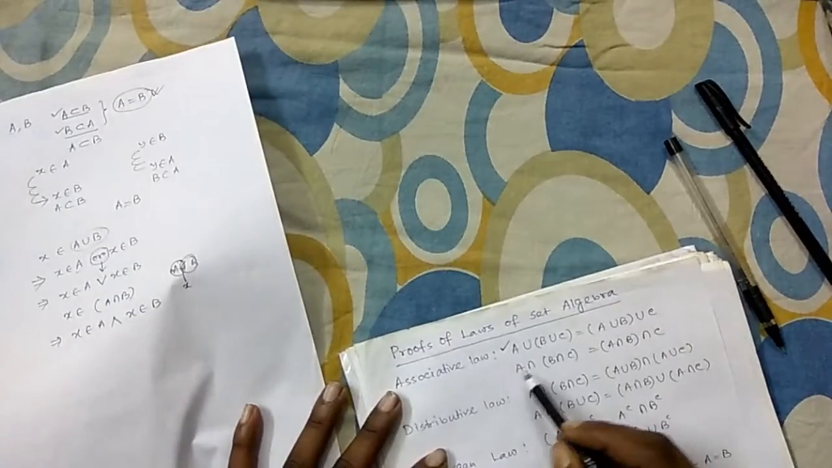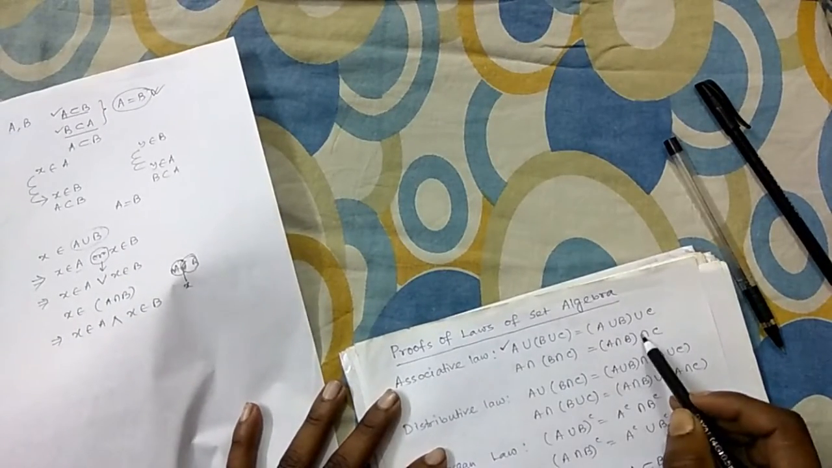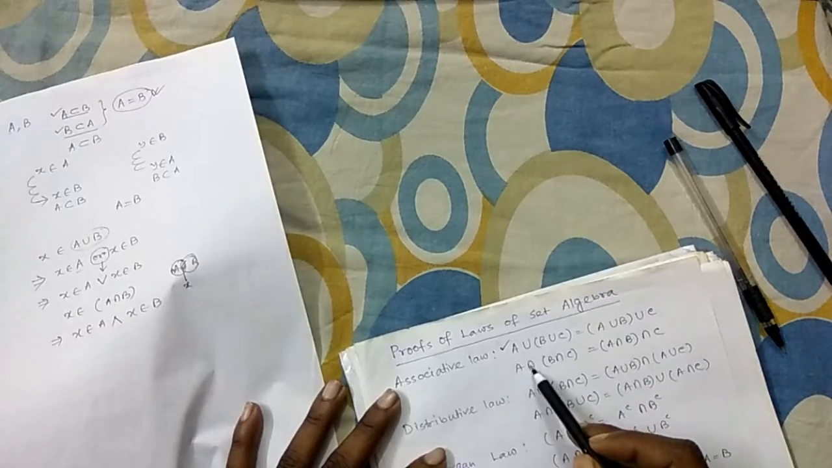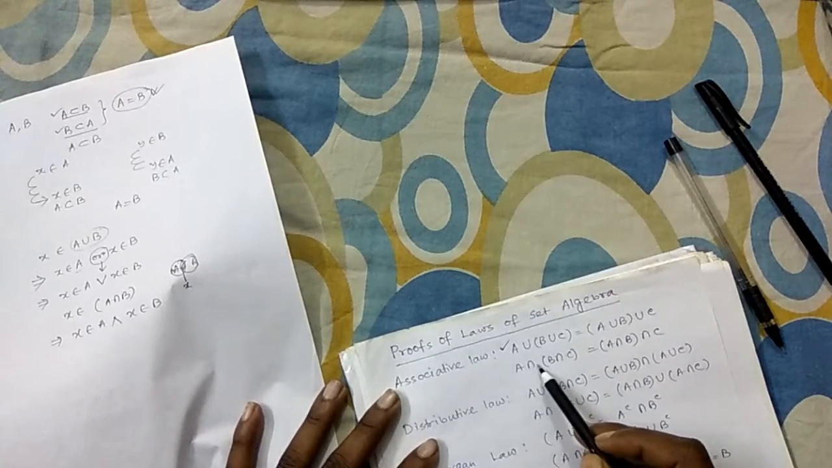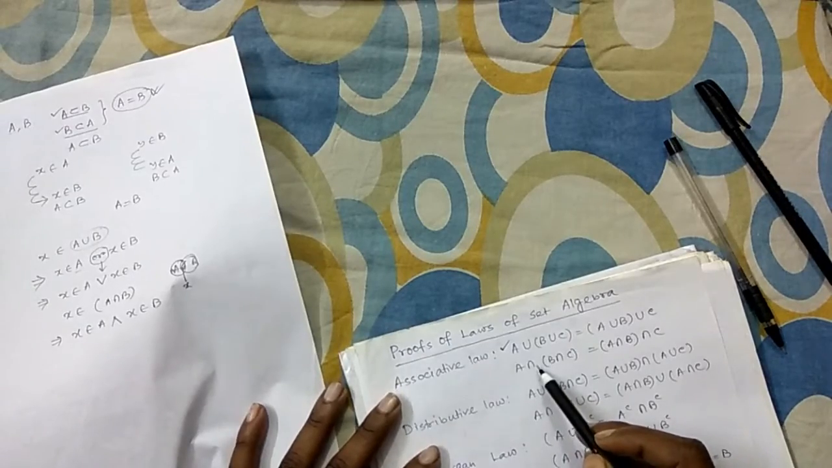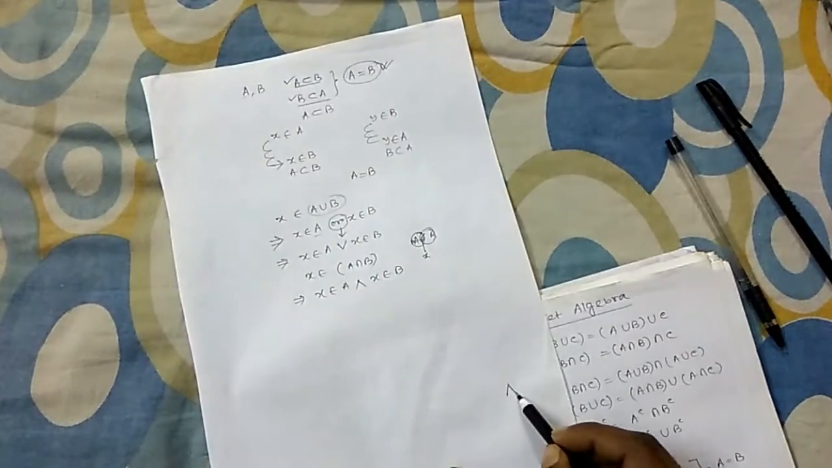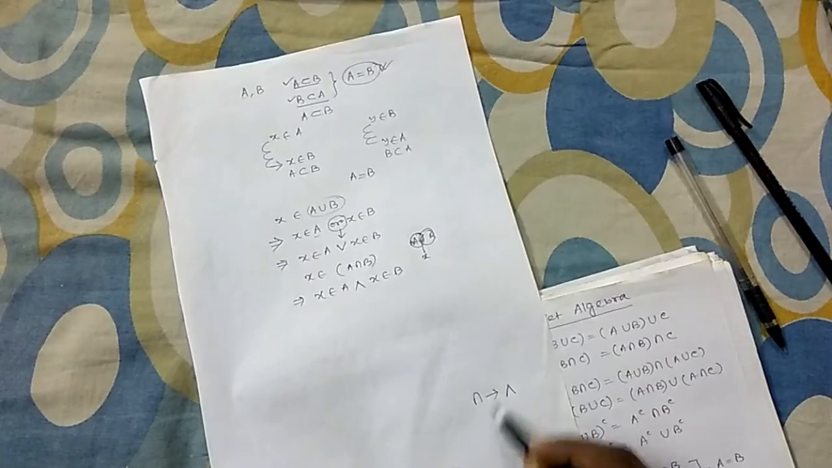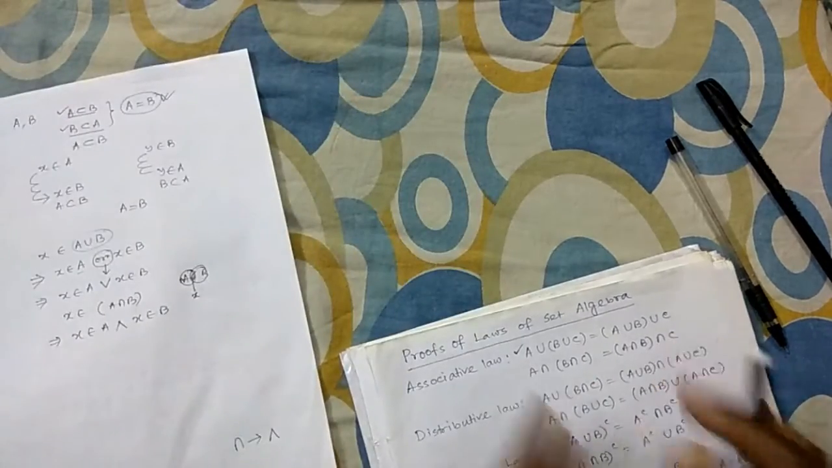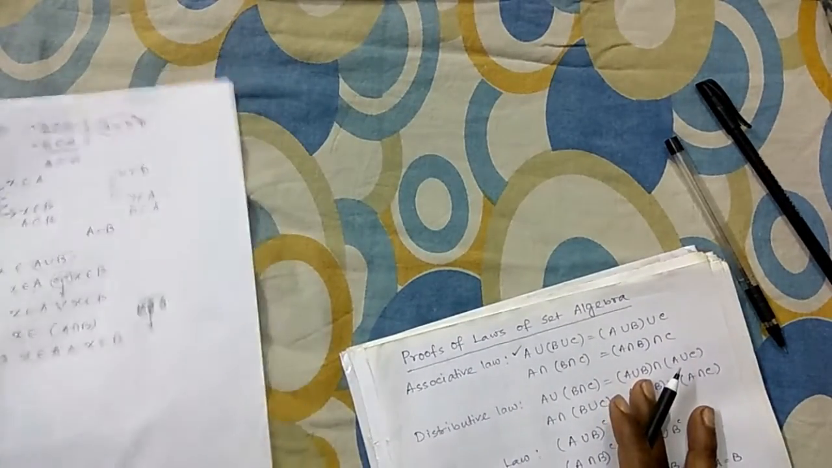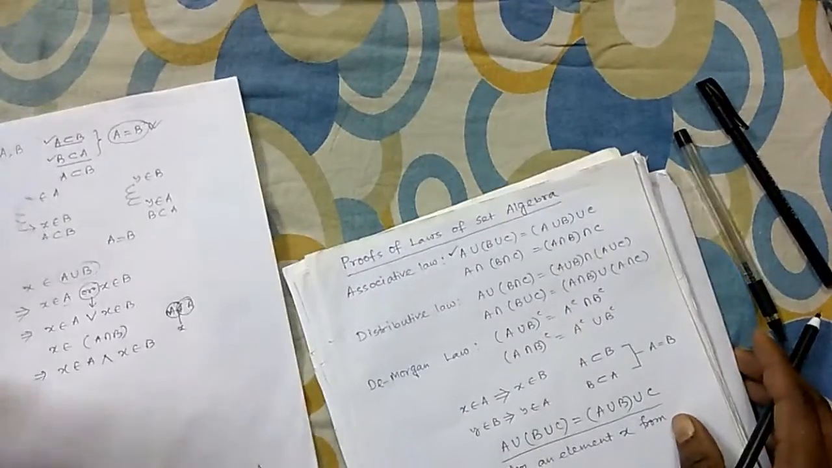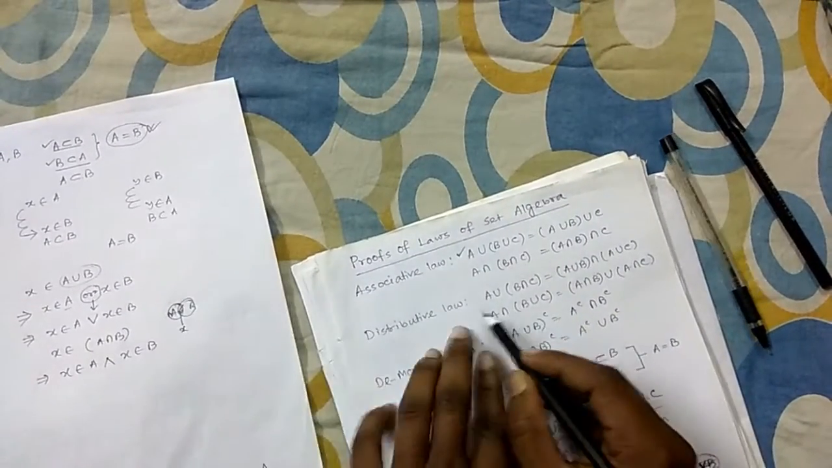Now, similarly, you will prove it for intersection. All those symbols for intersection will be replaced by here AND. The symbol is just like this. This intersection will be replaced by this, and the proof will be there. You will do it. You can do it. Now let us do the distributive law.